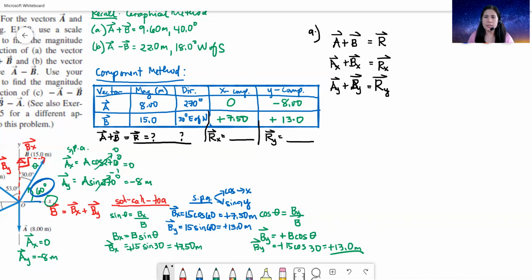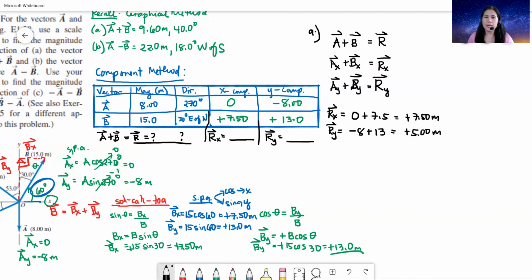So the next thing to do, you get the Rx and you get the Ry. From here, it's clear, no? That Rx is just Ax, which is 0, and then Bx is 7.5. So Rx is still positive 7.50 meters. Let's go to the y component. This is negative 8 plus 13. So we still have here positive 5.00 meters.